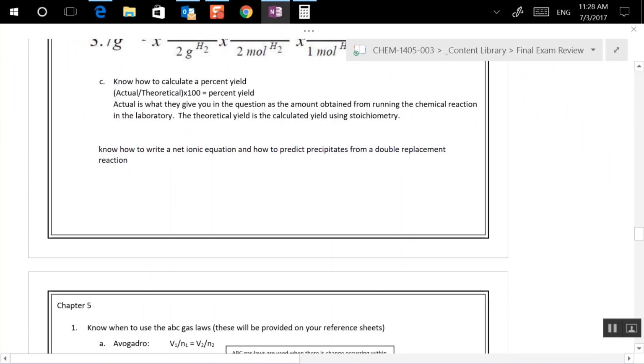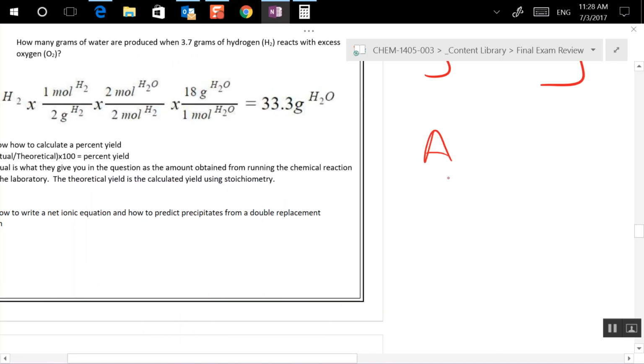Okay, so percent yield is very straightforward. It's the actual over the theoretical times 100. This equation is given to you on your reference material. Okay? The only thing that people struggle with is identifying what is your actual and what is your theoretical. So what are they? How do I know if it's the actual or if it's the theoretical? What's the difference?